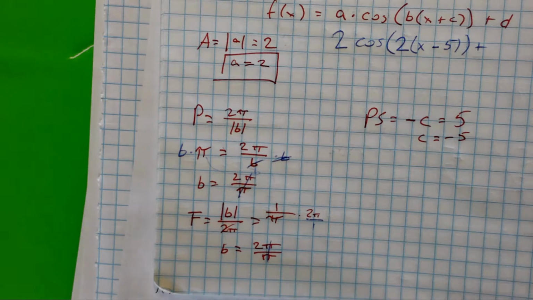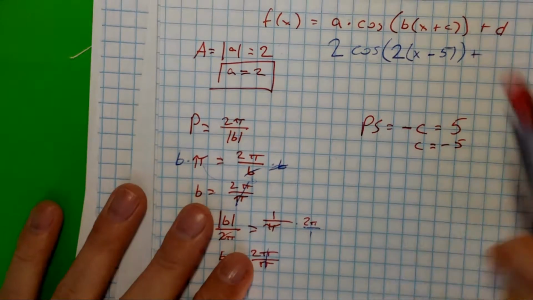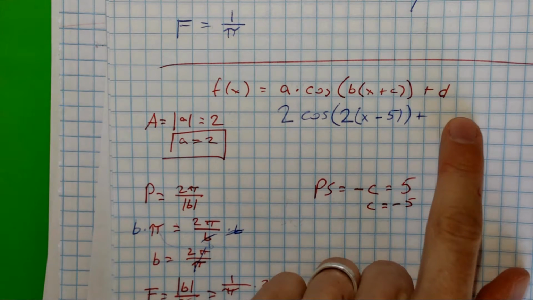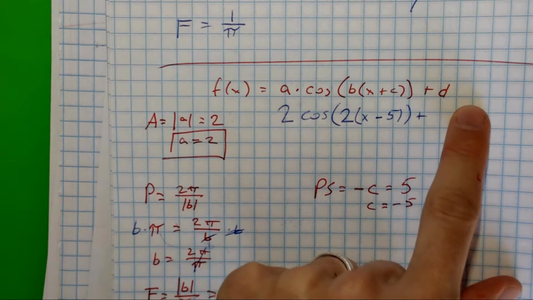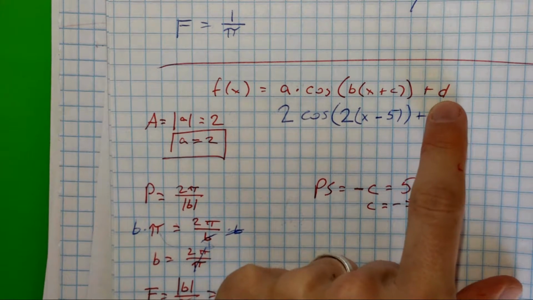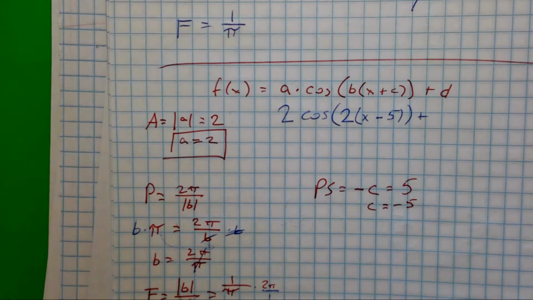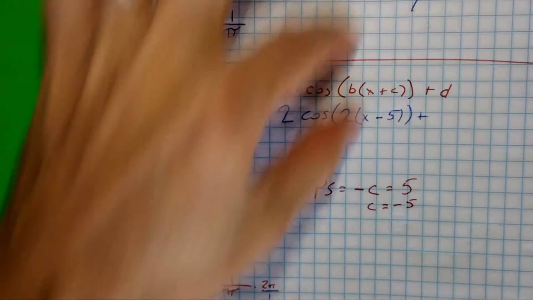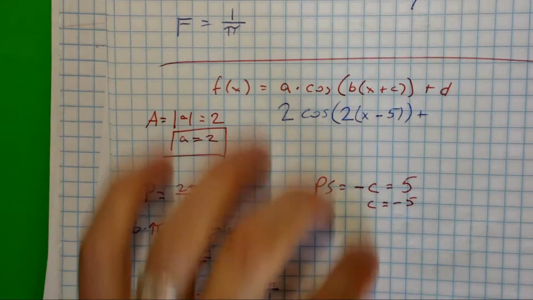All right, we got a phase shift, we got A, B, and C. We need to find D to get our equation. So what kind of transformation would D be? Yeah, a vertical shift of some sort, up or down.